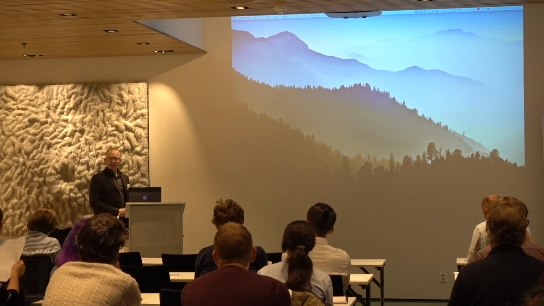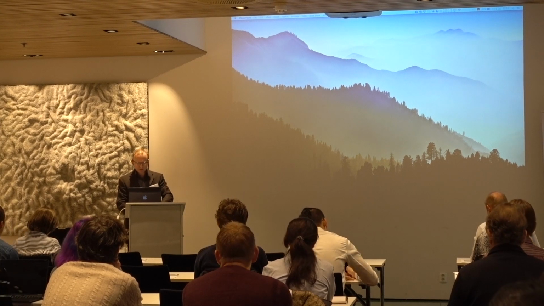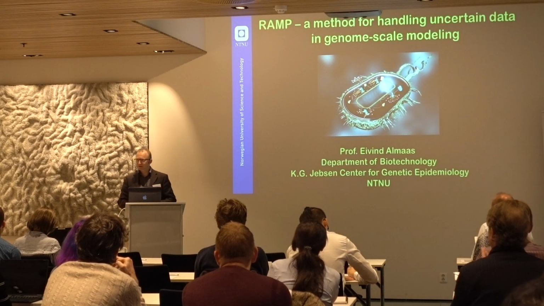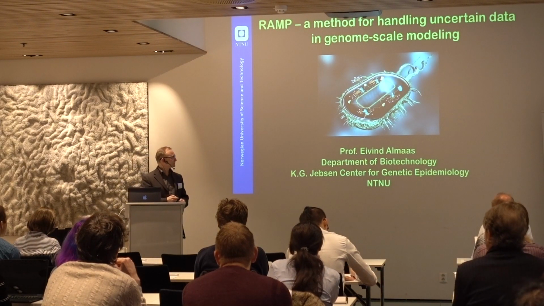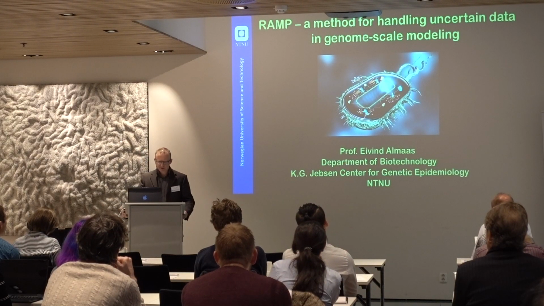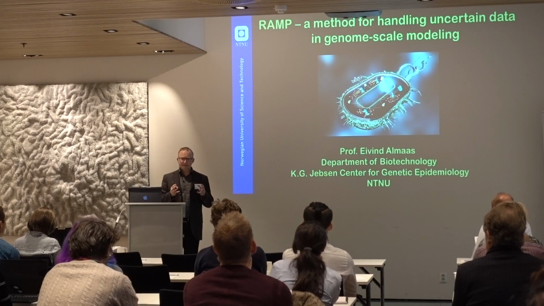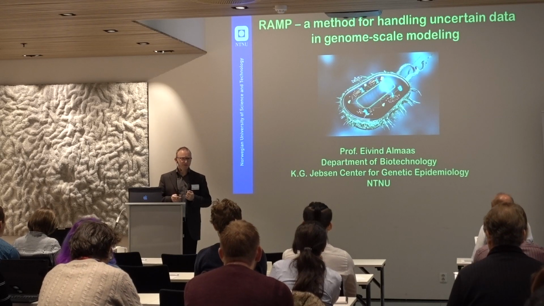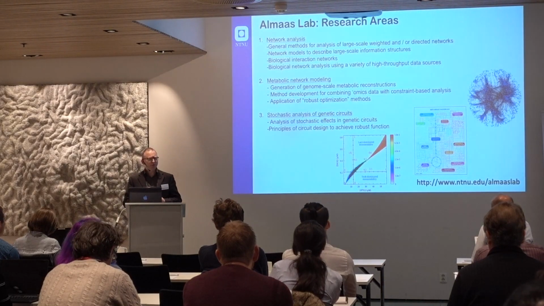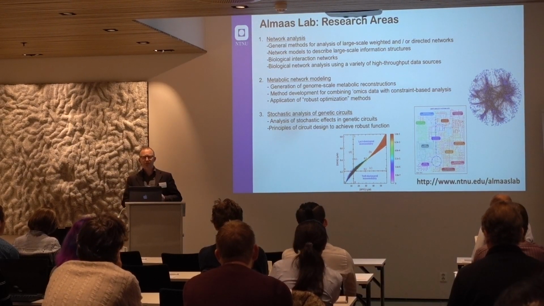All right, it's a great pleasure to be here and have the chance to talk about genome-scale metabolic modeling. So I was very happy when I received the invitation from the organizers to have the chance to talk about this project that we have recently completed. And this is a method that we call RAMP that focuses on how to combine uncertainty in data with genome-scale metabolic models. But before I get into the details of it, I'd like to introduce you to the work happening in my group and then some basics of genome-scale metabolic modeling.